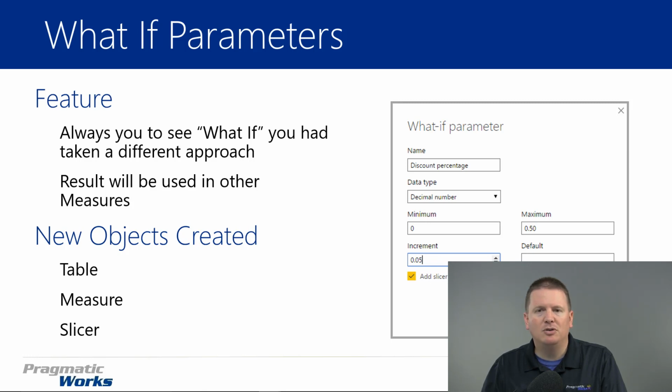Now it does allow you to create a couple objects for you. First of all, it's going to create a new table, it's going to create a new measure, and it's also going to create a slicer for you that will be built into your report automatically, so that you have a nice little slider that you can slide back and forth to determine if I gave a 10% discount versus a 35% discount or a 40% discount, whatever you select. You'll have a nice little slicer, which we'll learn about in more detail later, but you'll have the ability to integrate that into your report automatically with the what-if analysis.